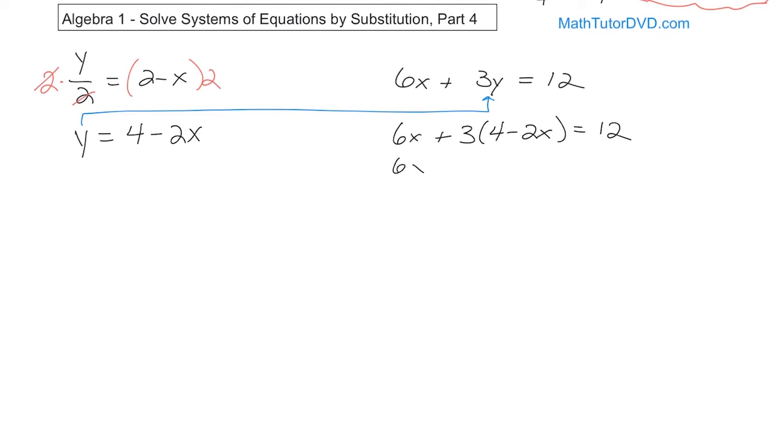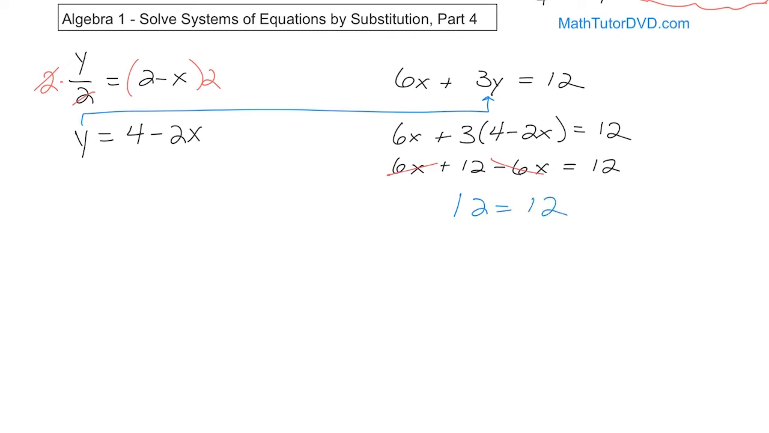So I have 6x, and then what do I have? 3 times 4 is 12, and then 3 times negative 2 is negative 6x, so I have plus 12 minus 6x is equal to 12. And so what do I get here? Notice I have a 6x, and I have a negative 6x. So again, they're going to cancel, they're going to disappear because they subtract out, but what am I left with in this case? 12 is equal to 12.